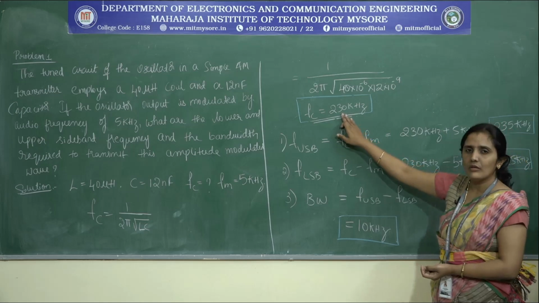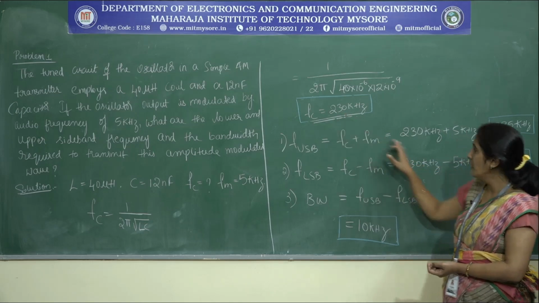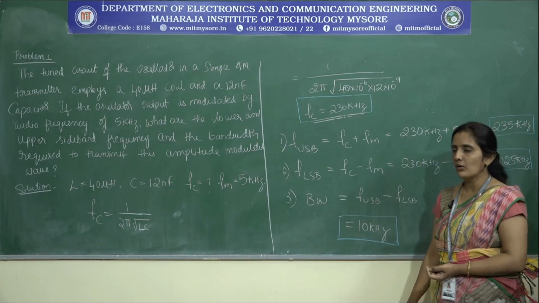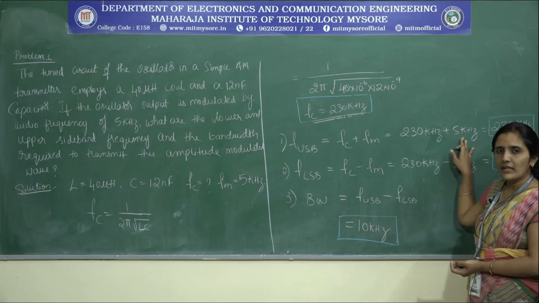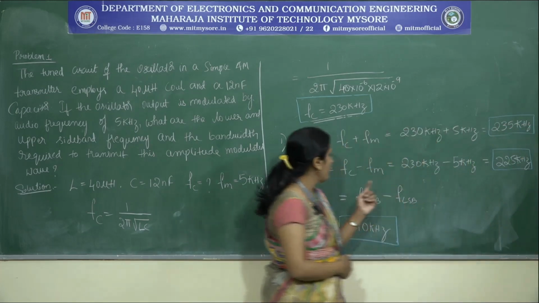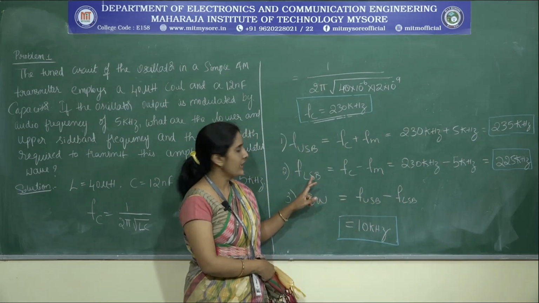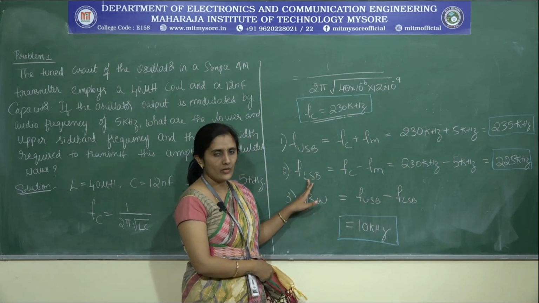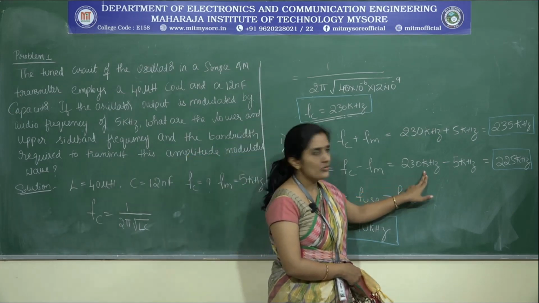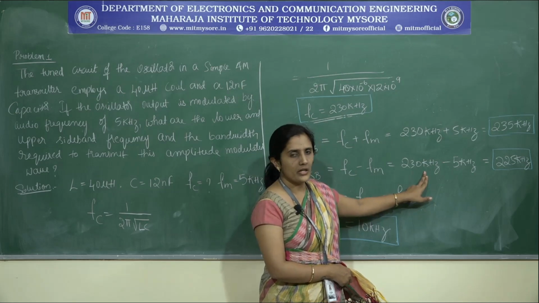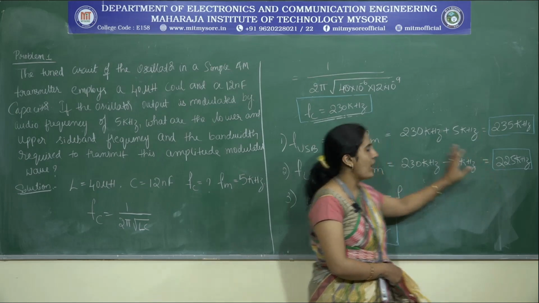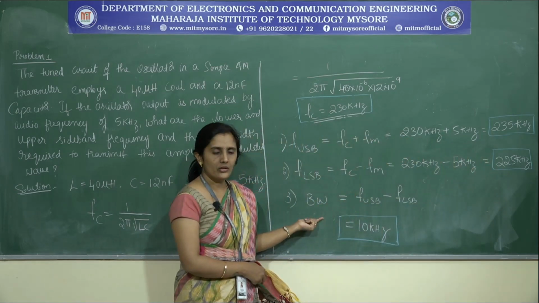So we have got the value, fc is 230 kilohertz plus the audio frequency range they have given as 5 kilohertz. We are going to get 235 kilohertz. Now in the same way we have to calculate the LSB, that is the lower sideband frequency. We have the equation fc minus fm. After substituting 230 kilohertz minus 5 kilohertz, we are going to get 225 kilohertz.